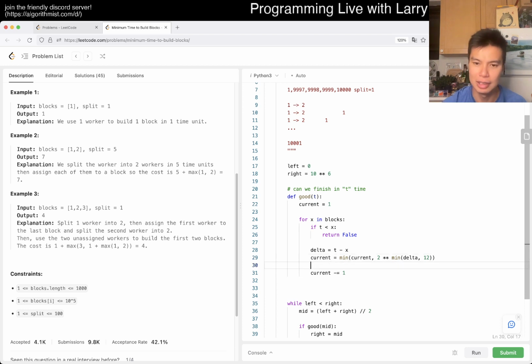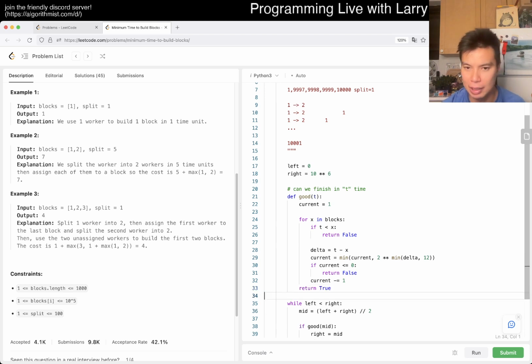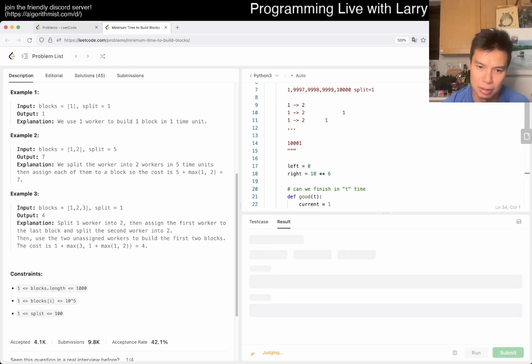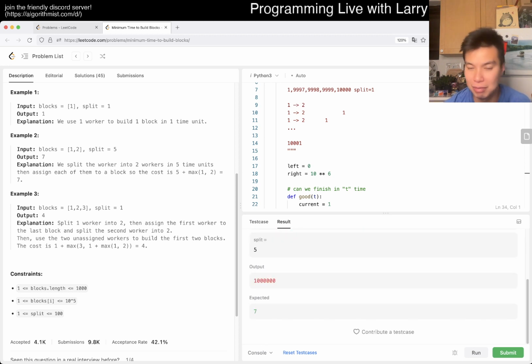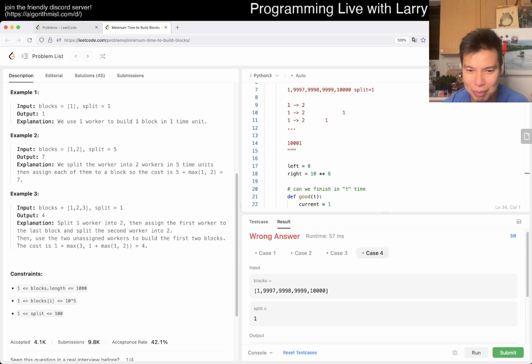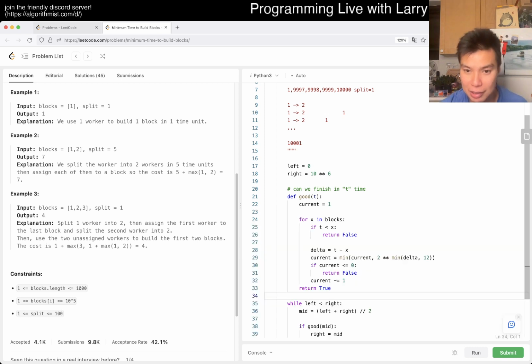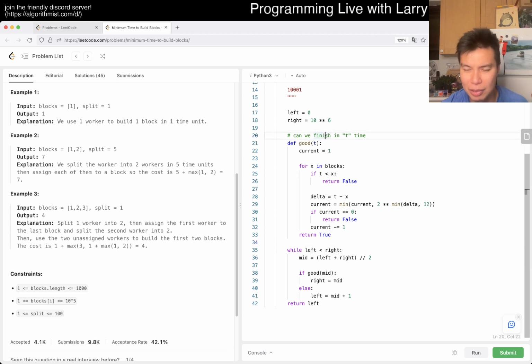Yeah. If current is greater than 0, that's good. Oops. So I guess if it's less than or equal to 0, then we return false. And otherwise, we just keep looping and keep multiplying our people. Okay, so we'll see if I'm just returning big numbers on all of them. Why is that? Did I mess up the loop?